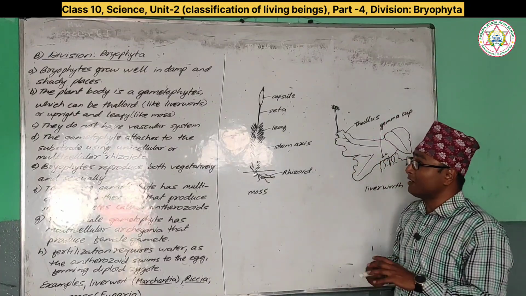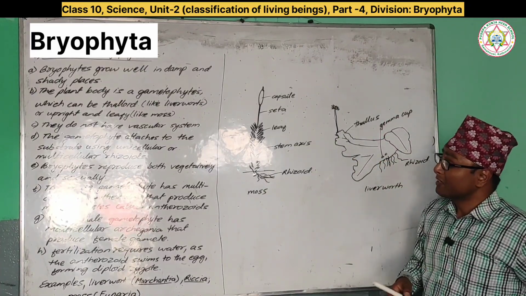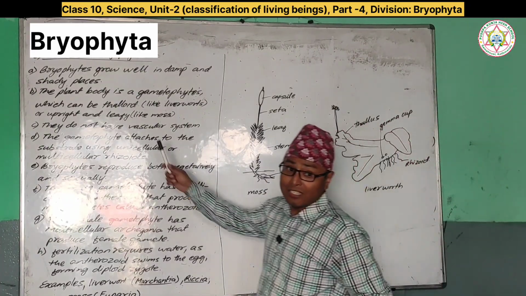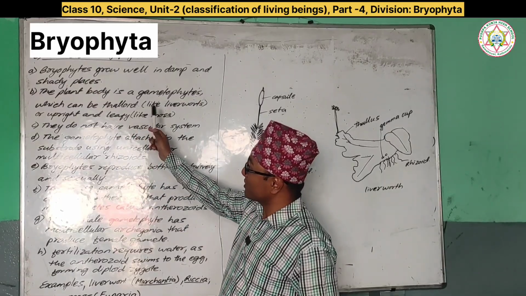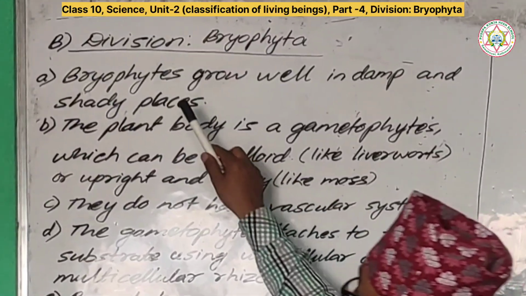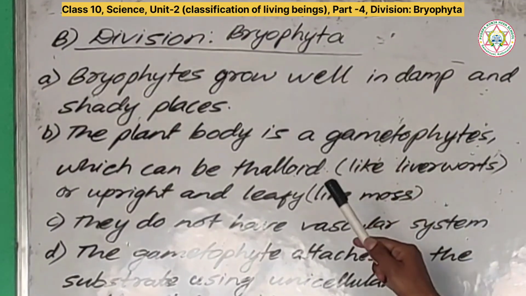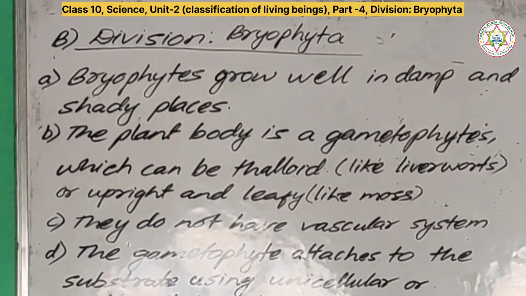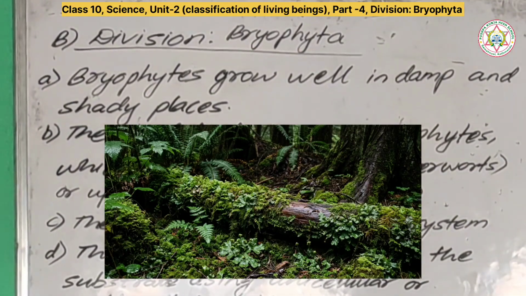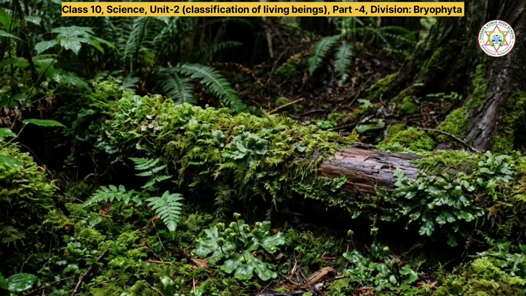Today we are going to study Bryophyta. Okay, so this is the characteristic of Bryophyta. First characteristic: Bryophyta grow well in damp and shady places. Damp and shady places means where there is no sunlight, where there is a shadow.